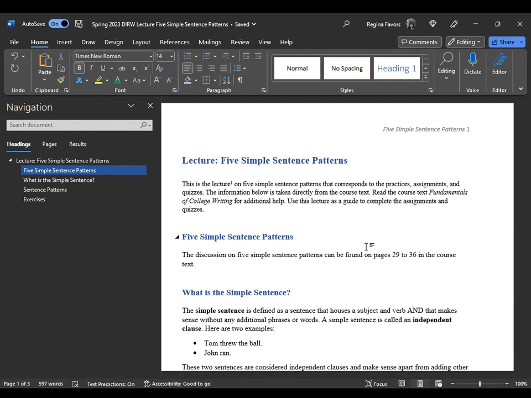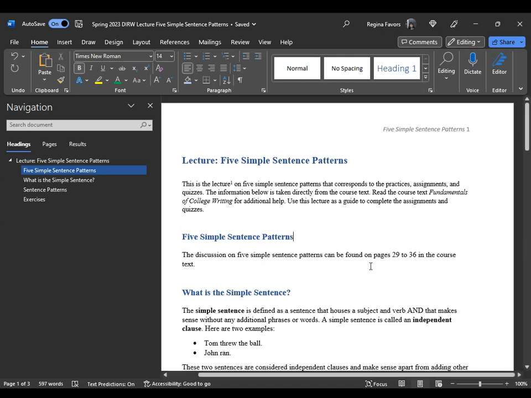So this is the lecture on 5 simple sentence patterns that correspond to the practices, assignments, and quizzes. And so you can find this course information in the Fundamentals of College Writing Text, which is the core text, on pages 29 to 36.